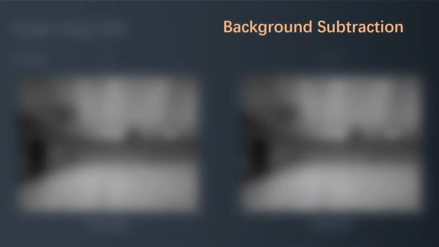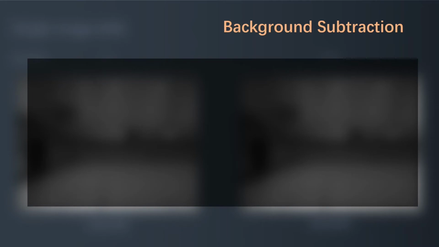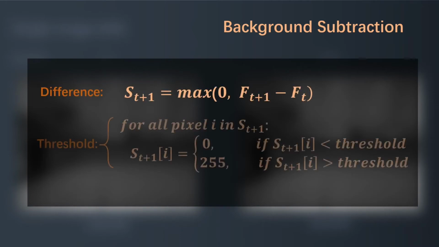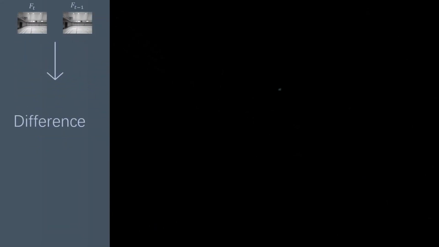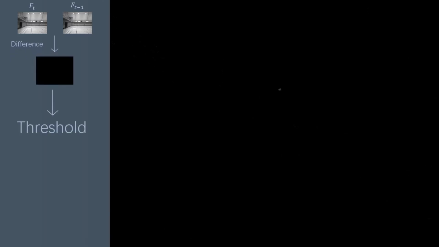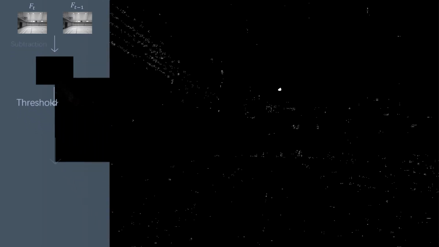The background subtraction method contains two steps. First step, take the difference of two images, and second step, threshold the resulting image. This is the resulting image after difference and after threshold. Next, we use the common method of removing noise, called erosion and dilation. This is the result after erosion and after dilation. Now, only the shuttlecock remains in the image.